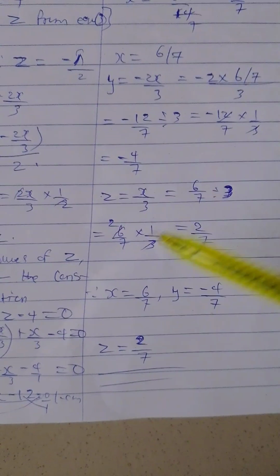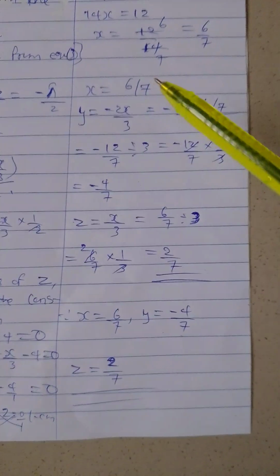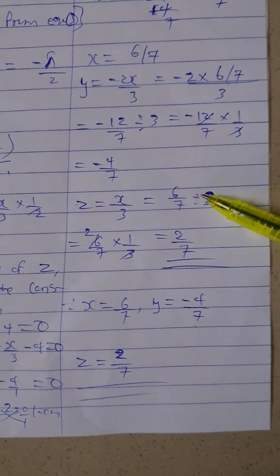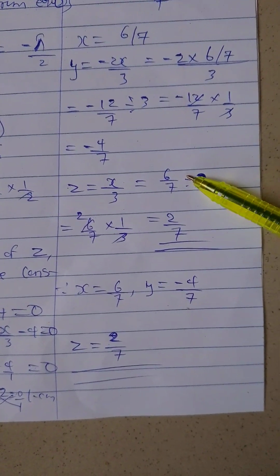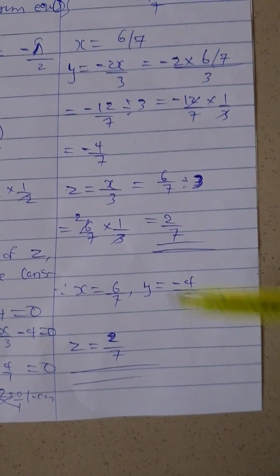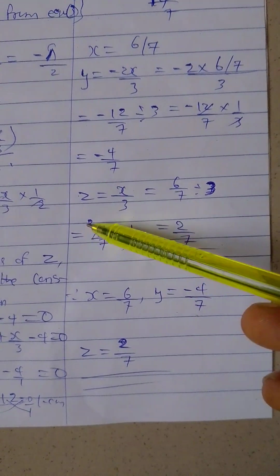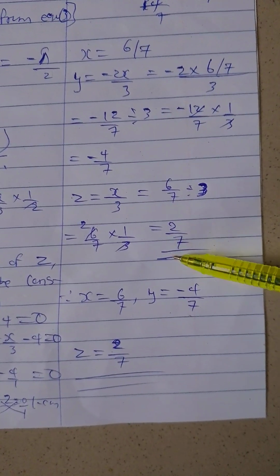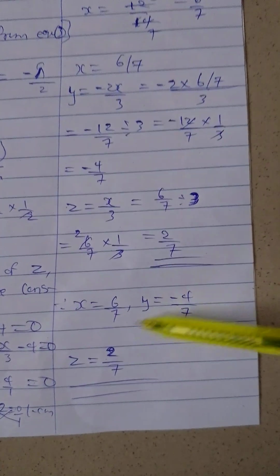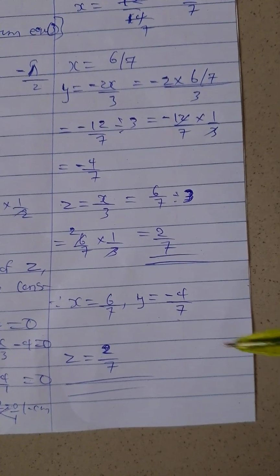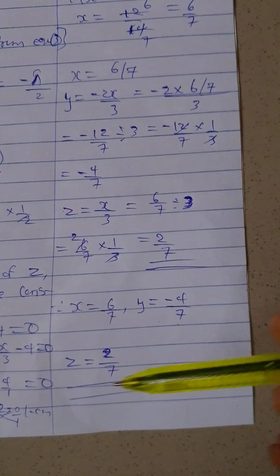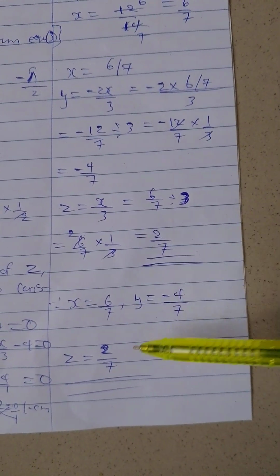Now again, z is x over 3. Z was x over 3. So where x is 6 over 7, that becomes 6 over 7 divided by 3, which is 6 over 7 times 1 over 3, because division changes to times 1 over 3. So 3 into 6 is 2, and that becomes 2 over 7. Now therefore x is 6 over 7, y is minus 4 over 7, and z is 2 over 7. That's the final answer. Very, very simple.